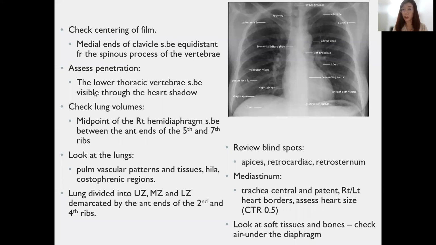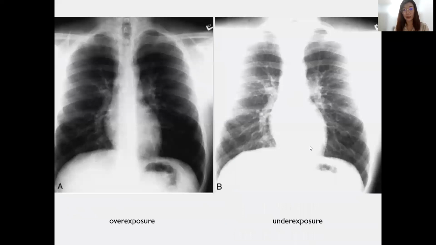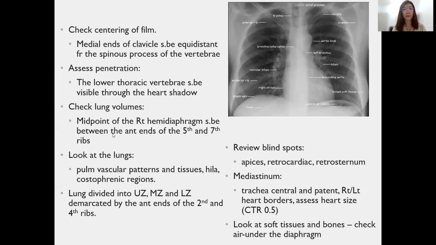Next, assess the penetration like just now. The lower thoracic vertebra region should be visible through the heart shadow. If it's underpenetrated, then we cannot see the spine. If it's overpenetrated, we will see further into the spine.